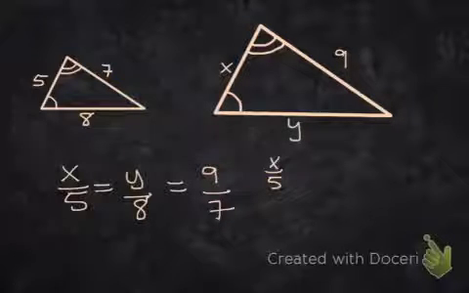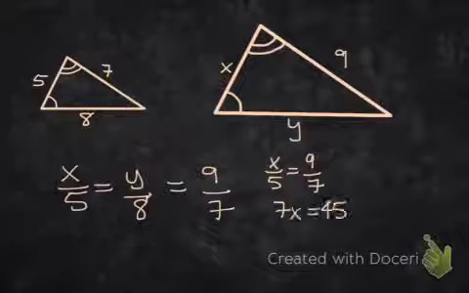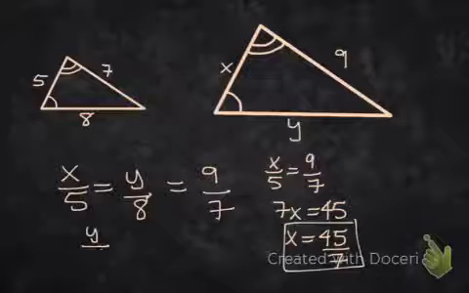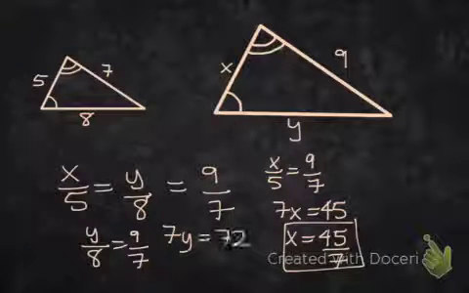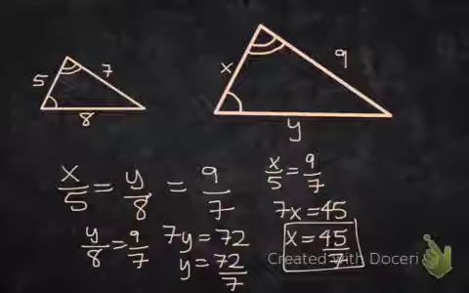So we're going to take two of them. We'll start solving for x is to 5, and we're going to use what's given to us, which is 9 over 7. So we only have one unknown. We'll cross multiply, so we get 7x equals 45, and therefore x is equal to 45 over 7. Then we'll take y over 8 and set that equal to 9 over 7. Cross multiply to get 7y equals 72, so y equals 72 over 7.